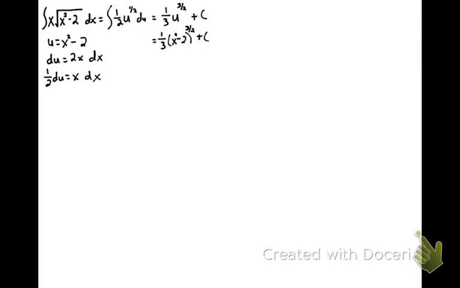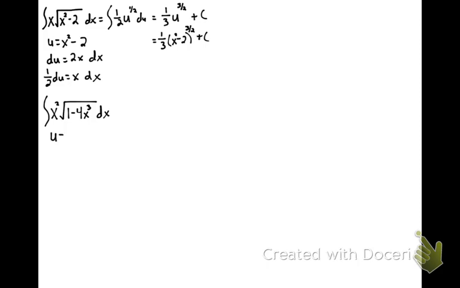Again, it's probably to your benefit to do these problems yourself first and then see how you did. The next problem is the integral of x squared times the square root of 1 minus 4x cubed dx. Pause the video as you go.